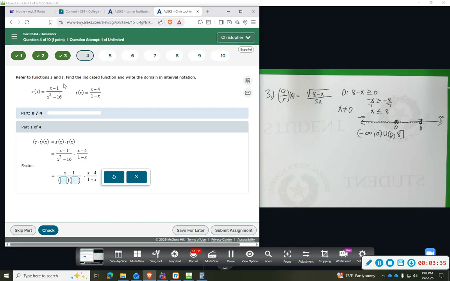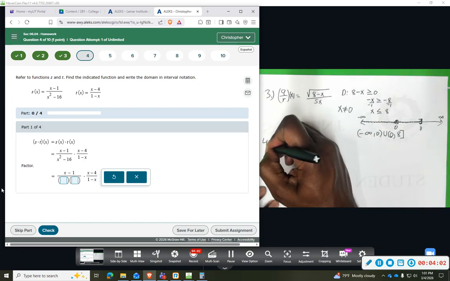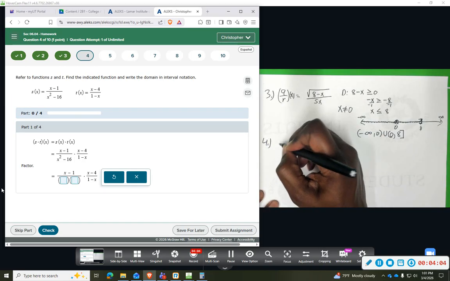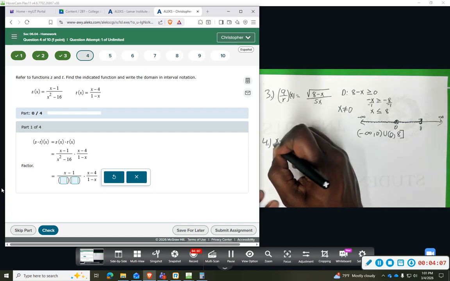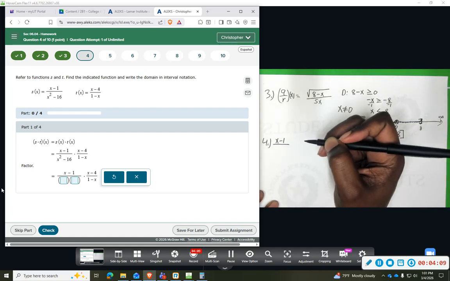Number 4. It says refer to functions s and t, given here. We're going to find the indicated function and write the domain in interval notation. So we're going to do s times t, okay, which they're showing us here. We're just multiplying those 2 together, and then we'll write the end result. Now what they're doing here is they're showing you the factor form, so they're going to factor it first. So we have x minus 1, and then x minus 16.